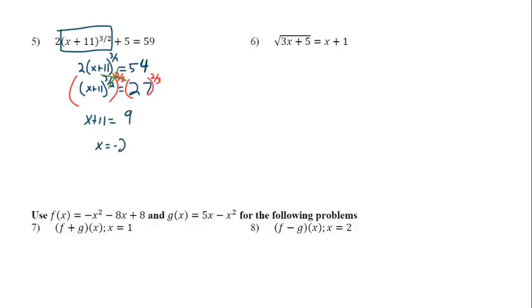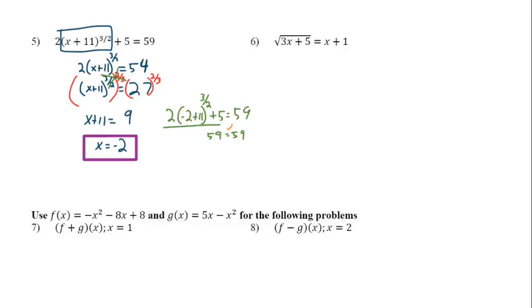Minus 11, x equals -2. Okay, and yet again, let's check it out, make sure it works. So I've got 2 times (-2 plus 11) to the 3/2, plus 5, does that indeed equal 59? -2 plus 11 is 9, the square root of 9 is 3, 3 cubed is 27. 27 times 2 is 54, plus 5 is 59. Yep, if you crunch this all down, you can shove that whole thing in your calculator and you will get 59. So that one works, therefore that is my solution.